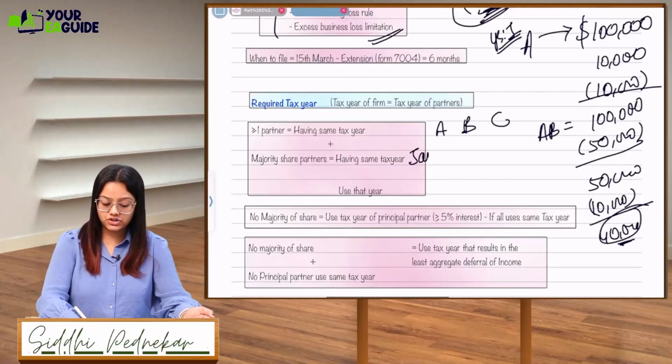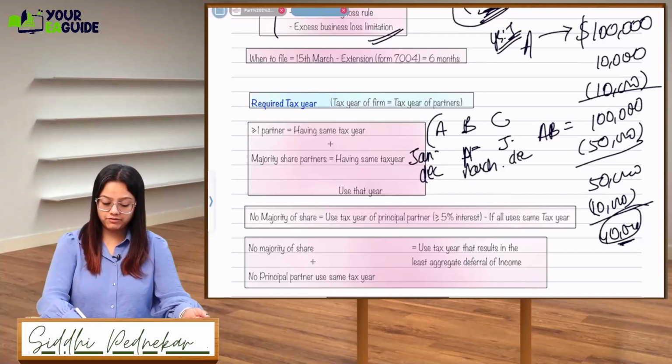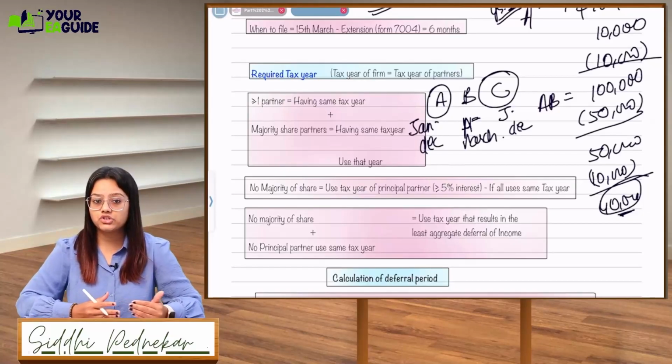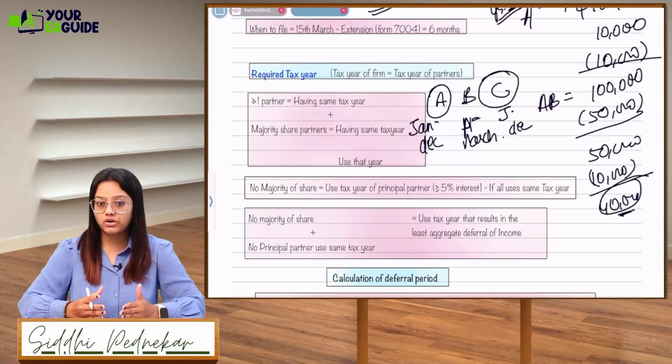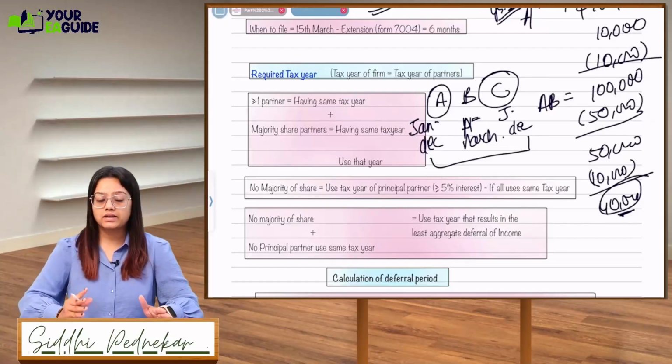But let's say Jan to December is followed by A, B is following March, April to March, okay, and C is again following Jan to December. Now you have to check whether any of these two persons are holding the highest share, the majority of the share, or not. If yes, then we will be using Jan to December as the tax year.